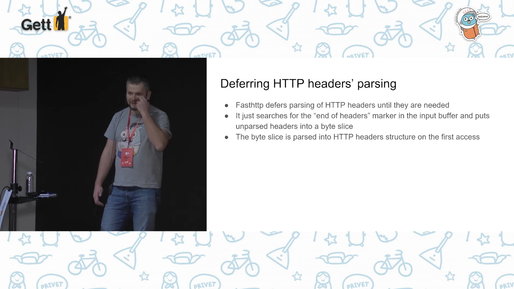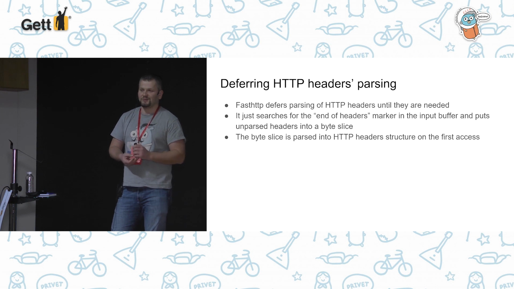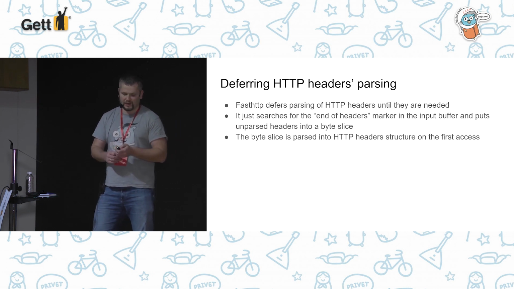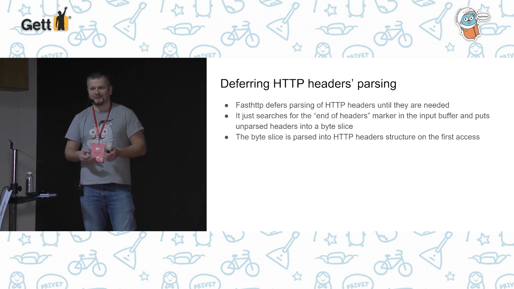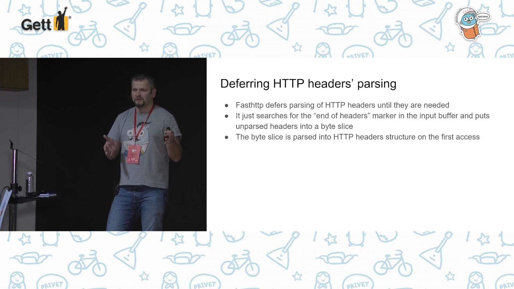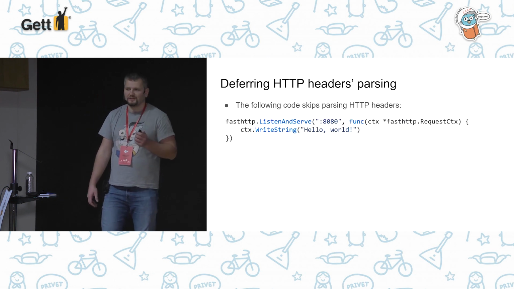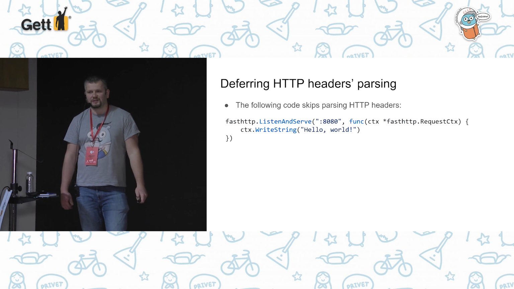The next example, deferred HTTP header parsing. Fast HTTP doesn't parse the HTTP headers immediately in the server request. It's just looking for the marker of the end of the HTTP header, the two carriage returns, and puts unparsed headers in a byte slice locally. And this byte slice is only parsed at the first call to the HTTP header. So this is a code example for fast HTTP where the HTTP header will not be parsed at all.